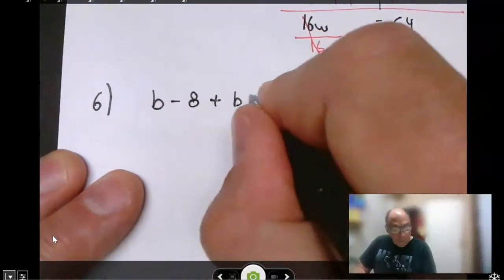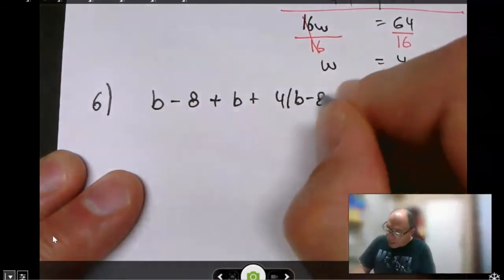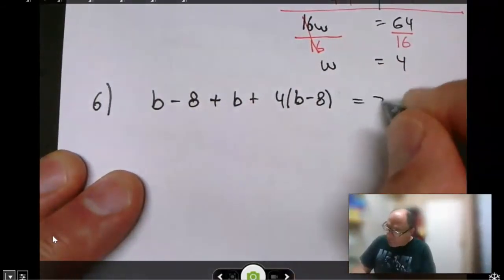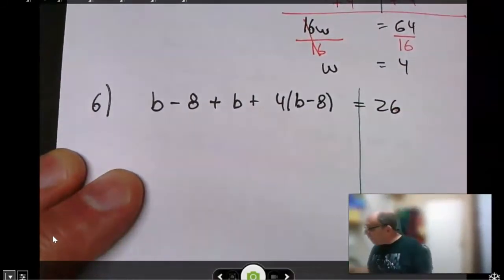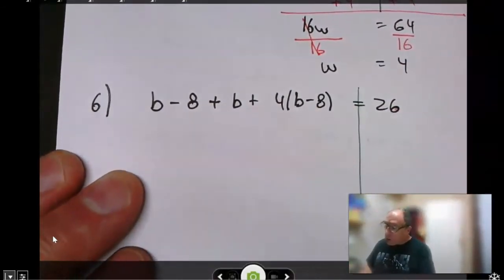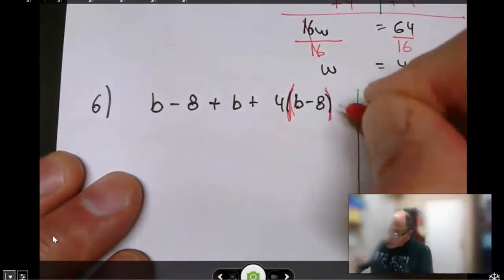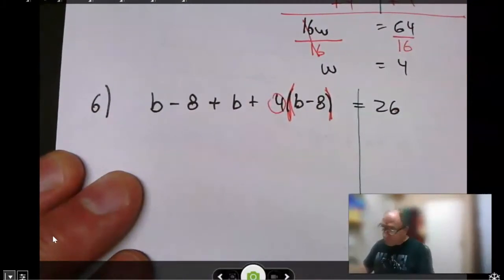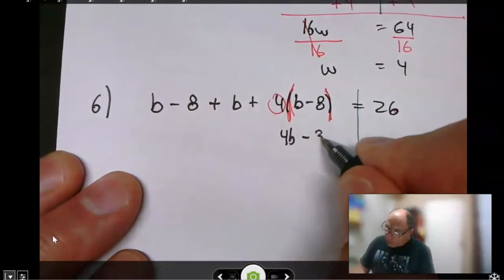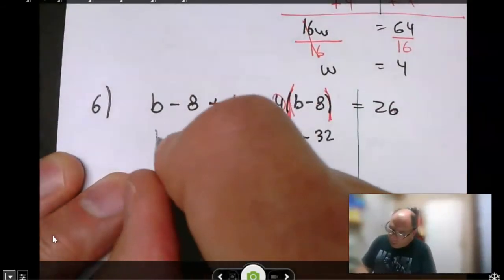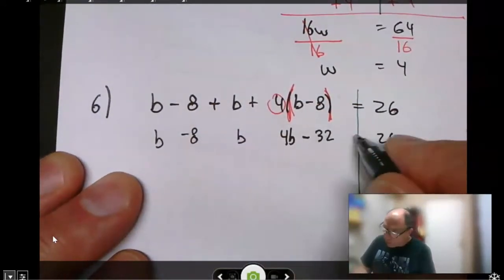plus B plus 4 times B minus 8. And all of this is going to equal 26. Now I can forget about the story problem and just solve the equation. Do we have parentheses? Is there a distributive property? Yes. So I've got to distribute that. And I get 4B minus 32. And then I have here my B, my negative 8, and my B, and on the other side 26.